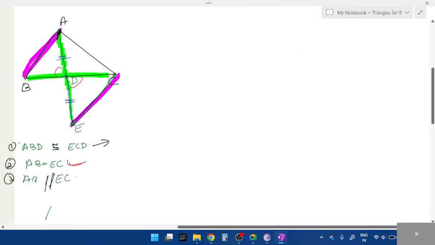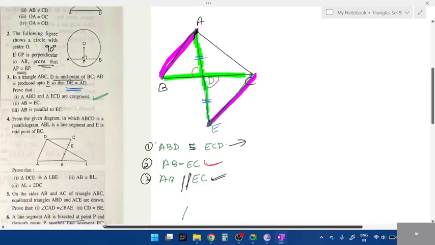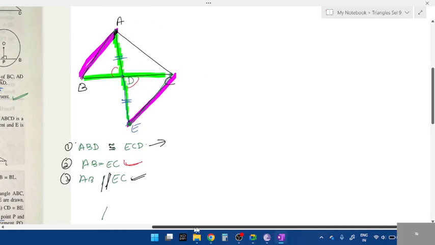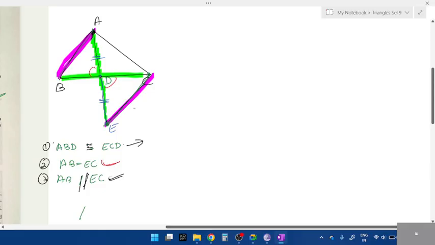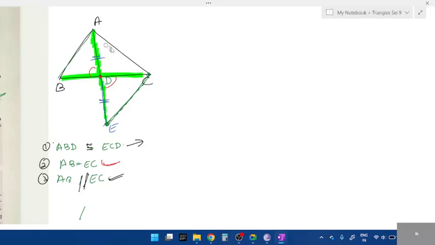Okay, now look at this triangle, students. What have they asked us to prove? You have to prove that AB is parallel to EC. So if they have to be parallel, which two are interior alternate angles? B, A, D. And on the other triangle?